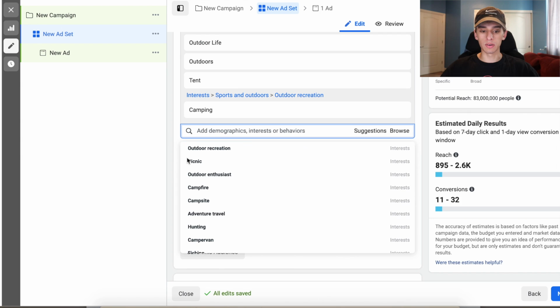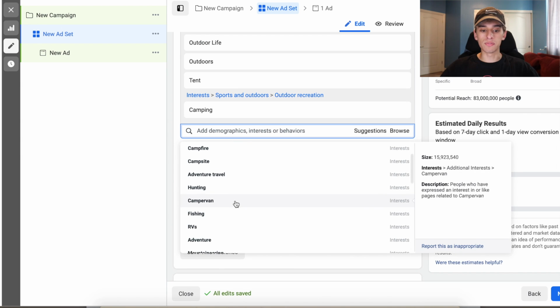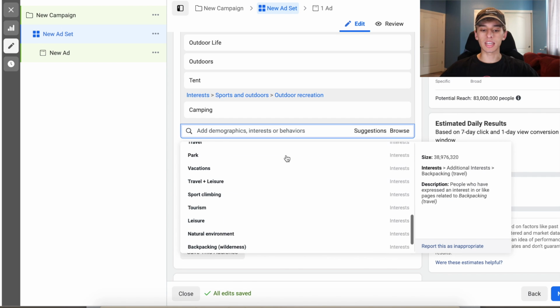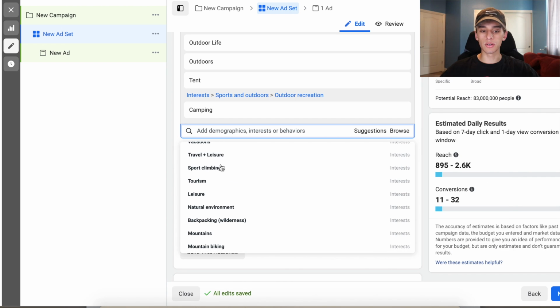Just start going through here. Hunting would be another good one. RVs, adventure. All of these things are very, very practical and easy to target. And again, Facebook's very good at giving you guys suggestions, so just use these to your advantage.